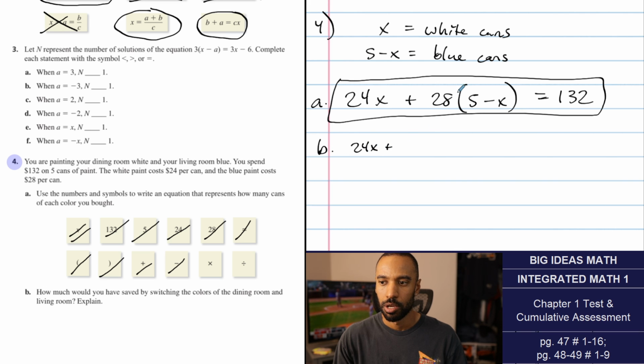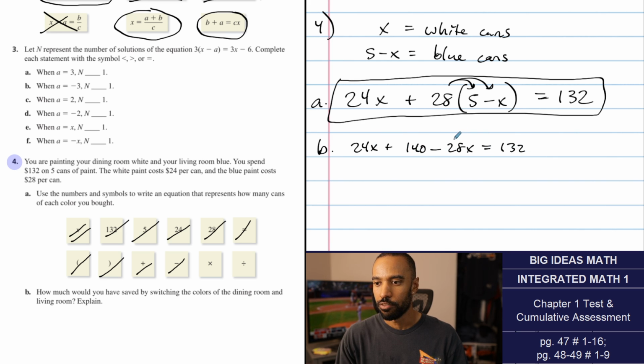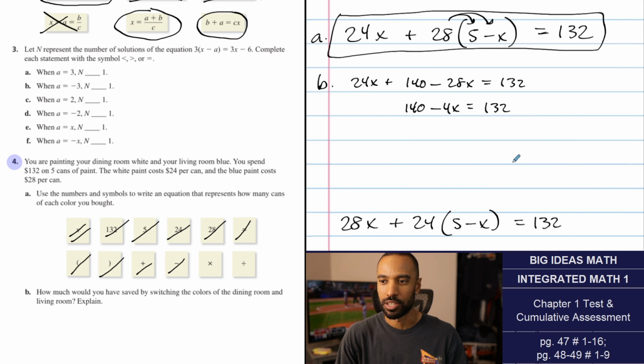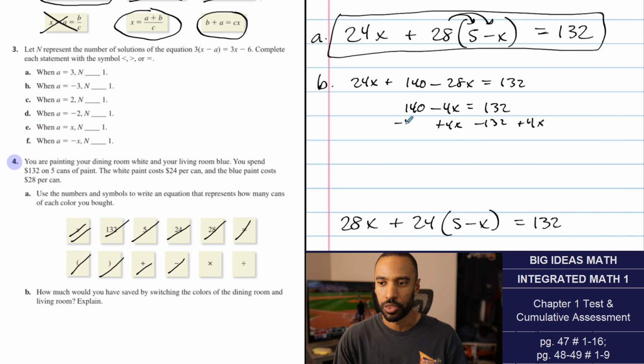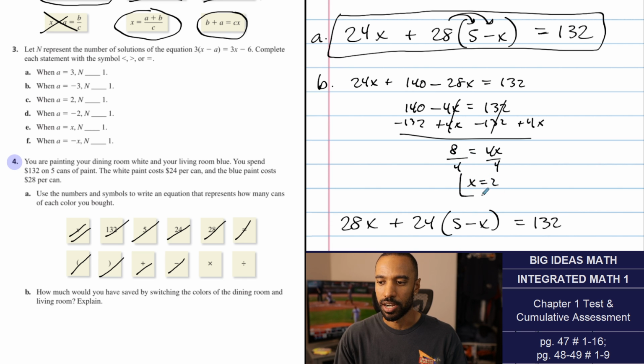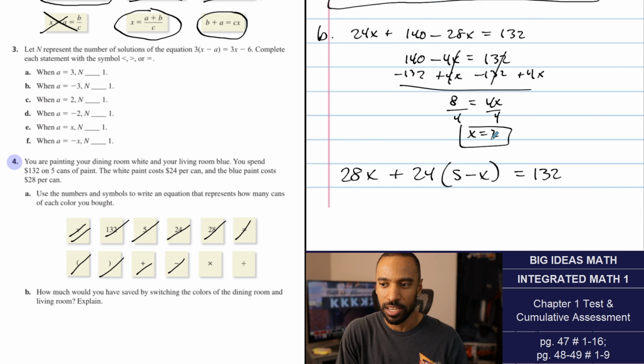So 24X plus, if I distribute here, this is 20 times 5, 140 minus 28X equals 132. I like these kinds of questions. 24 minus 28 is -4. So this is 140 minus 4X equals 132. This is a kind of problem where I sometimes prefer to add the X's over, make them positive, and at the same time subtract the 132. Those become positive. You get 4X equals 8. Divide both sides by 4. You get X equals 2.